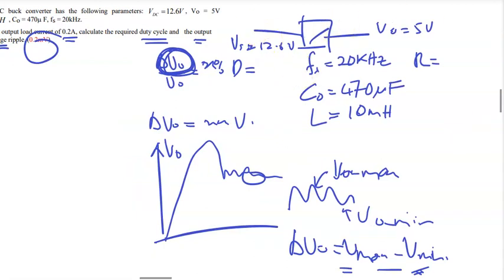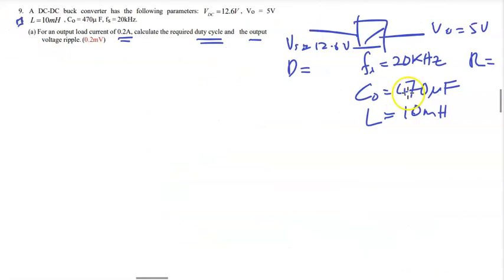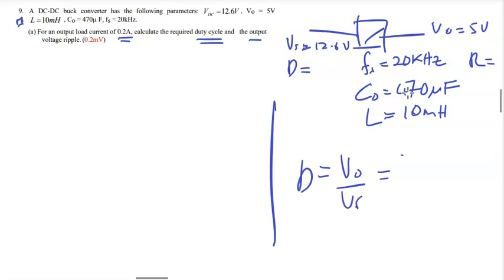Okay, so we start the calculation. We already have all the parameters here, so we need to find our value of D and R. Let's find D first. D is equal to V out over Vs, which is 5 divided by 12.6. So it becomes 0.397, the duty cycle.